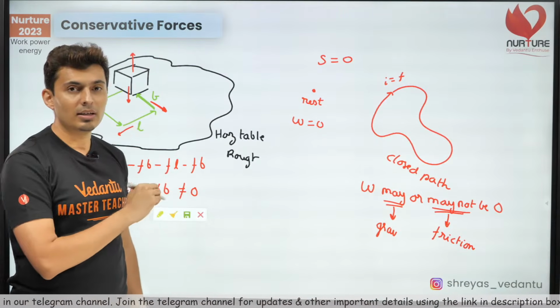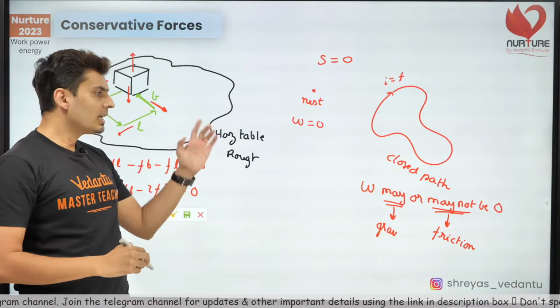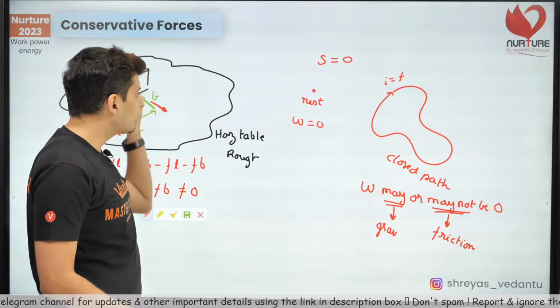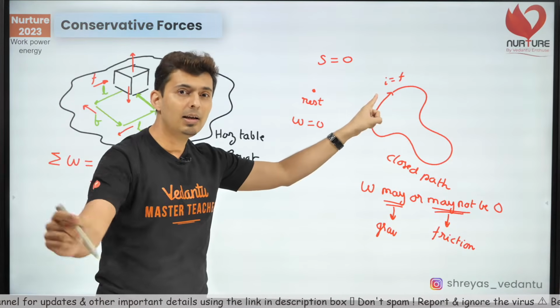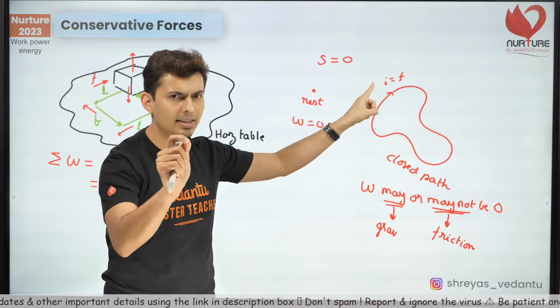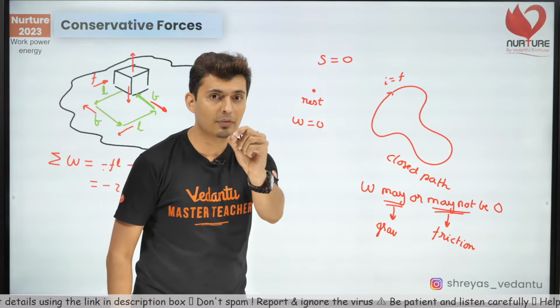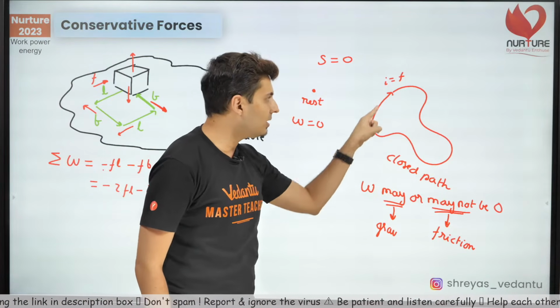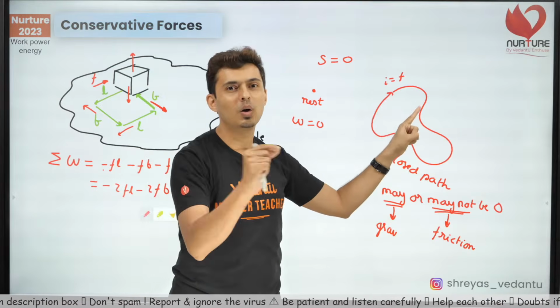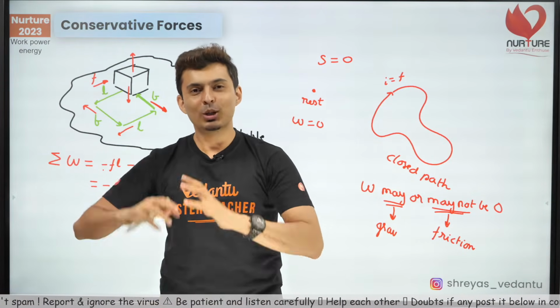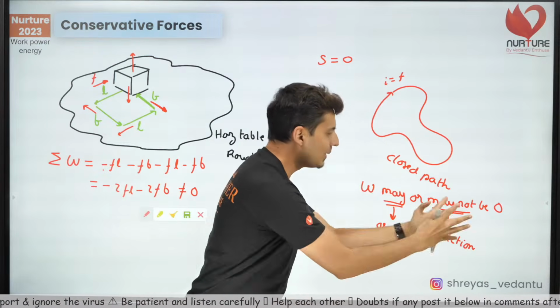So what did you learn from all these examples? There are some forces like gravity. When you bring it back to the same point, the work done by that kind of force like gravity is zero. But there are some other kinds of forces like friction. When you bring it back to the same point, the total work is not zero. So even when the total displacement is zero, the total work may be zero or may not be zero.